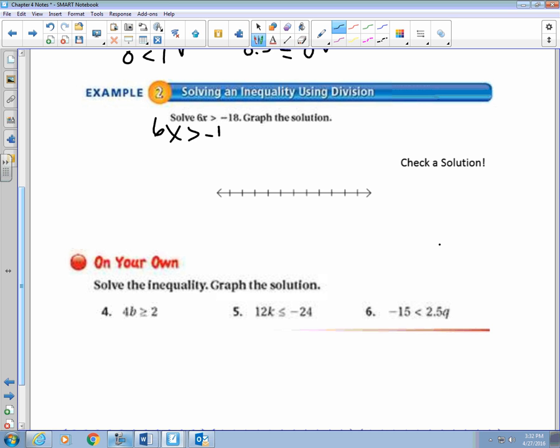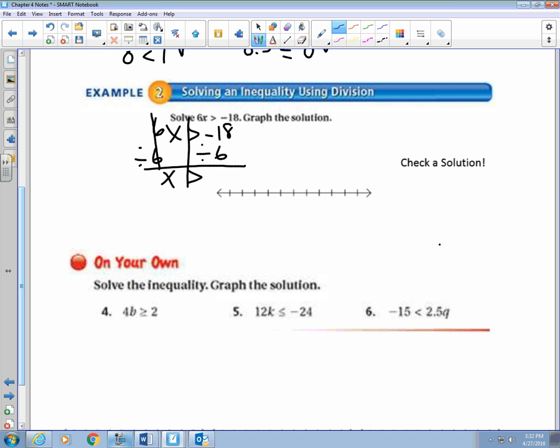6x is greater than negative 18. So I divide my inequality into 2 parts. I see that my variable x is being multiplied by 6. That means I want to divide by 6 to undo it. And I'll divide by that 6 on both sides. The 6's are going to cancel out on my left side, so I'm just left with x. Bring down my inequality symbol, greater than.